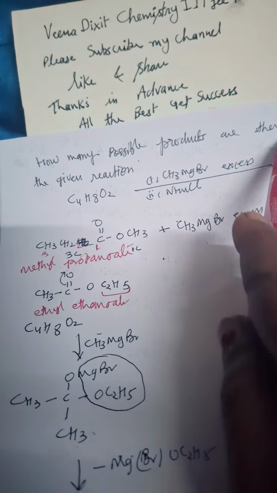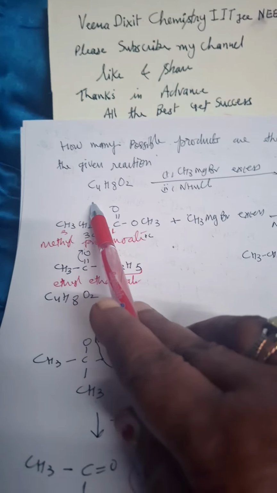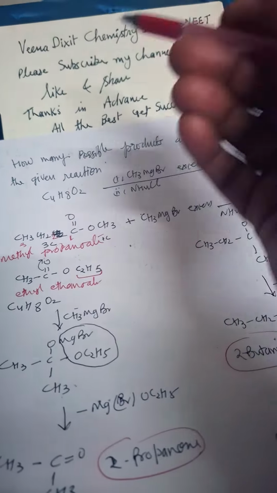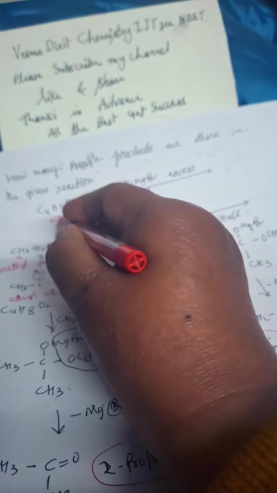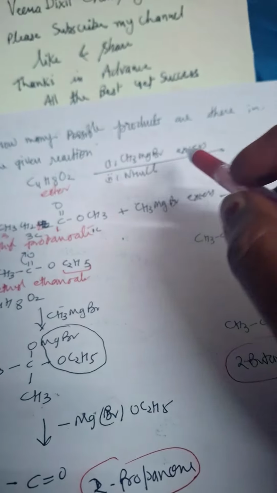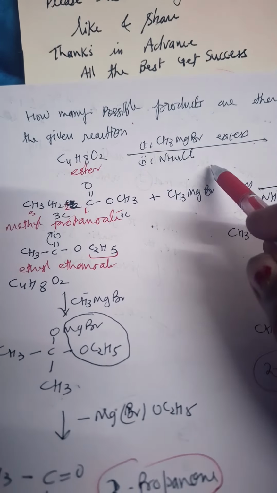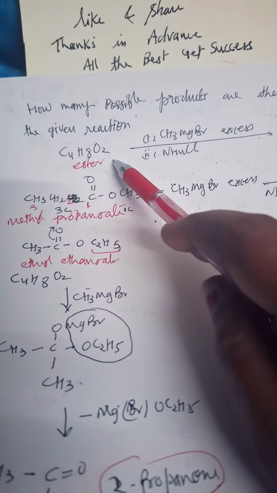How many possible products are there in the given reaction? They have given C4H8O2, specified as an ester, and CH3MgBr with NH4Cl. So first of all, we have to draw isomers of this.